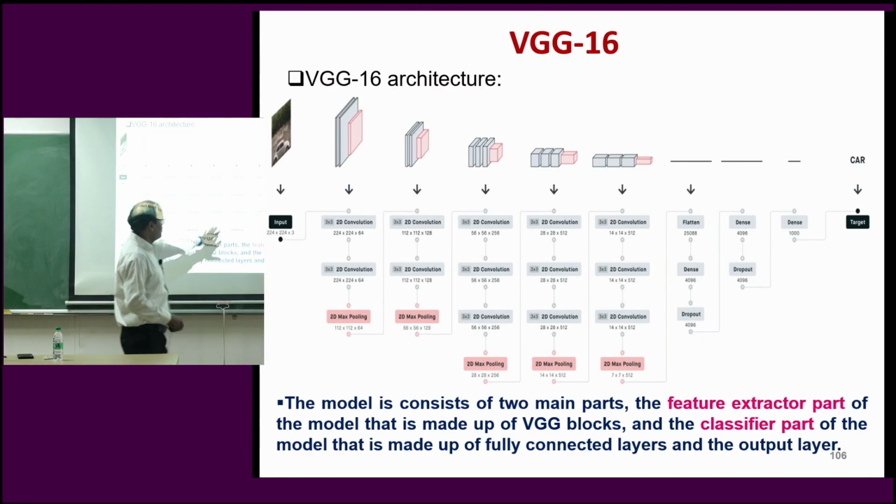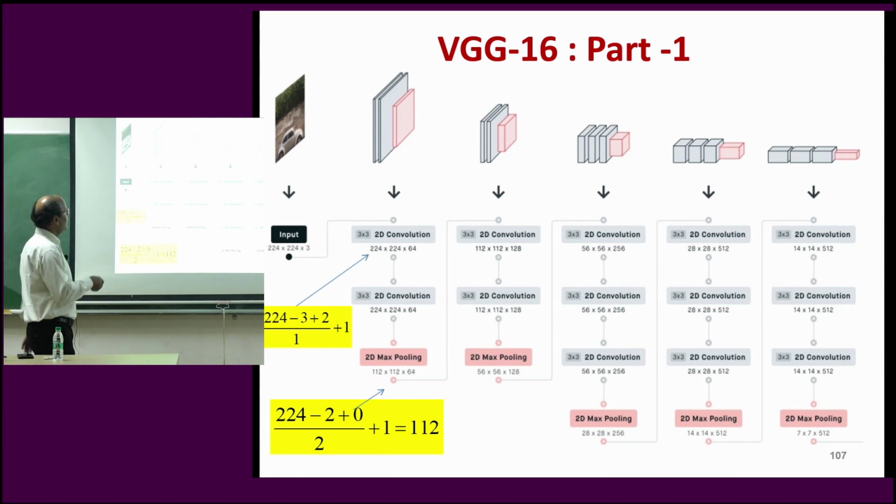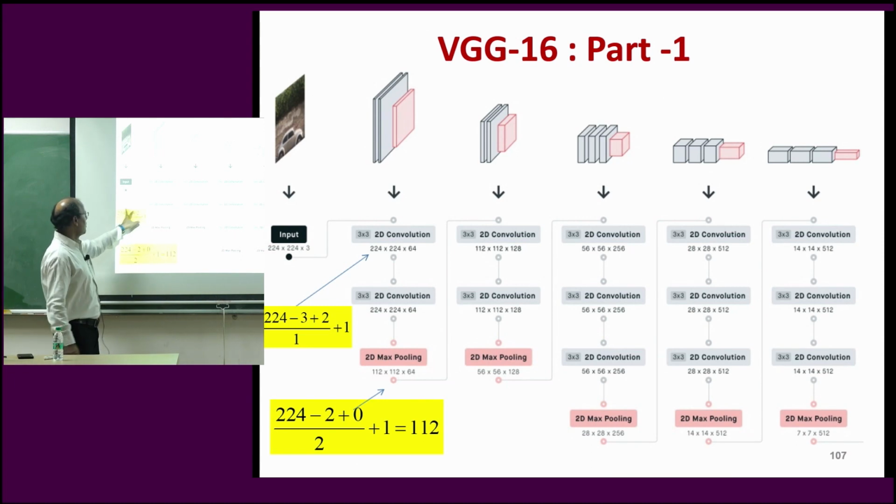So I hope the feature extractor part is clear. The same things were there in the feature extractor, in a bigger way, and for each layer you can calculate the width and height of the convolved feature map using the formula we discussed yesterday.